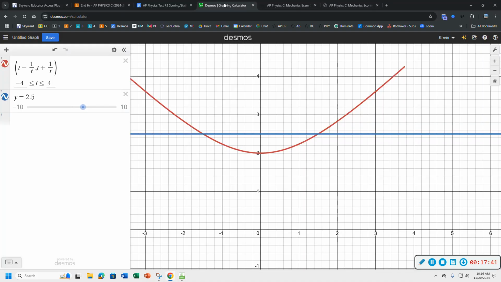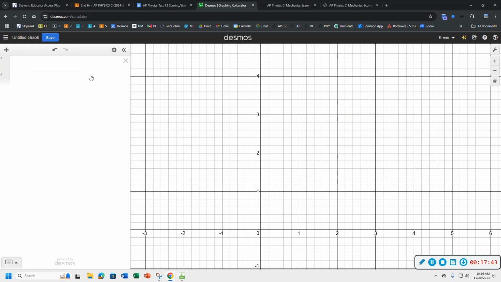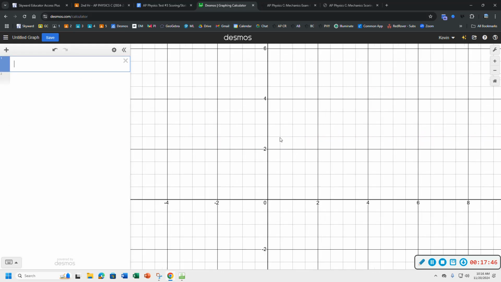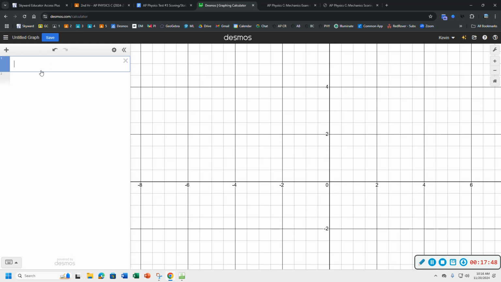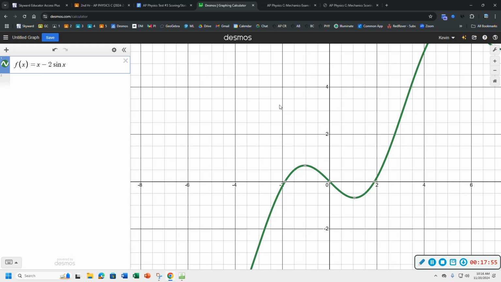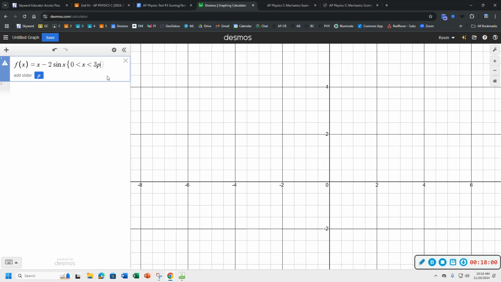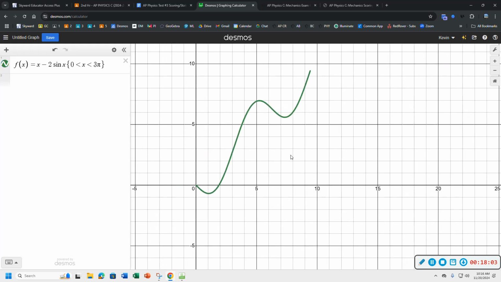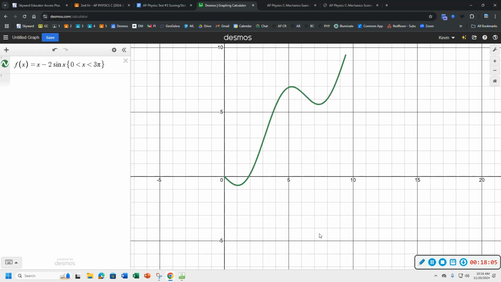Let's look at the graph of this and see what actually happens, right? So if we go and graph it, we've got f of x equals x minus 2 sine of x. Now we wanted to graph this from 0 to 3 pi. Okay, this is what the graph looks like from 0 to 3 pi. We have a wave and it's going up as we go.